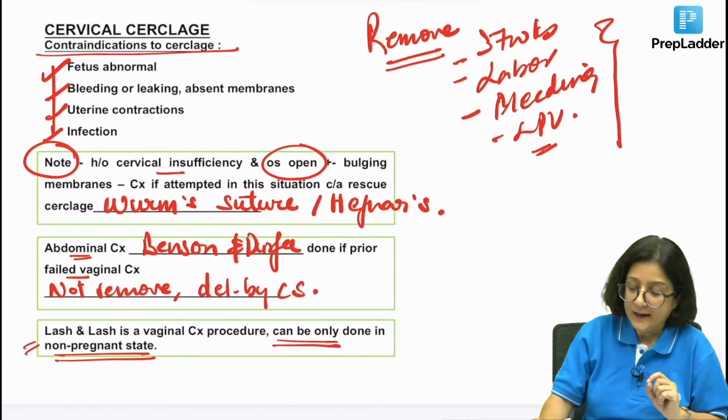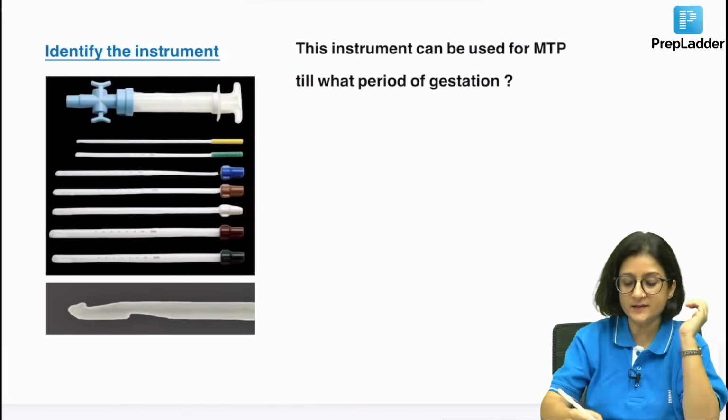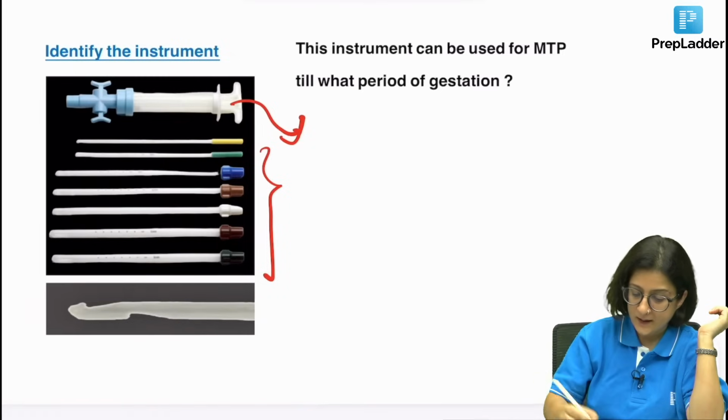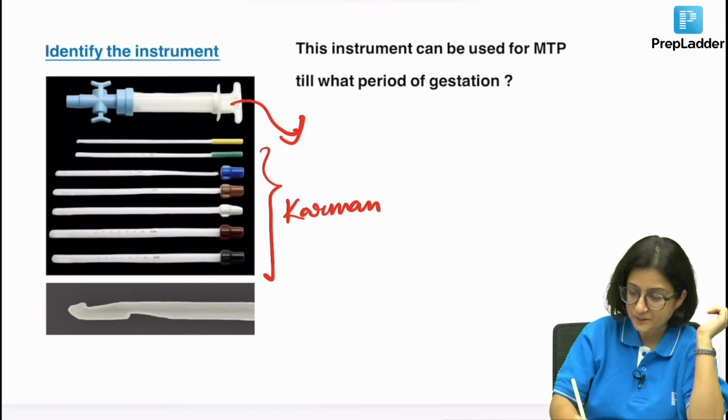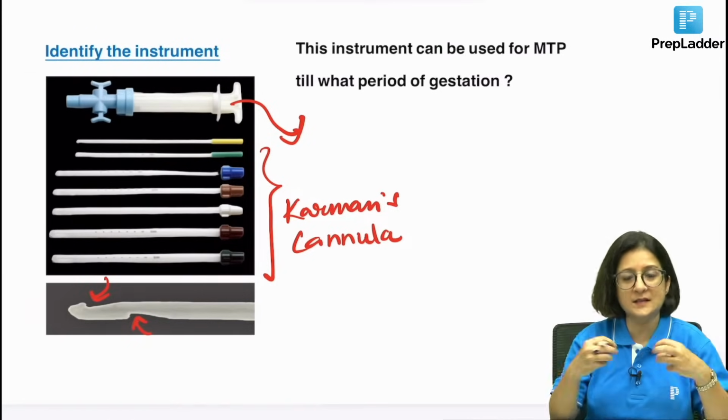Okay. Now, next image, identify this instrument. Yes. What is this instrument? You identify this instrument. These are cannulas. These are Karman's cannulas, plastic cannulas, right? It has got two ends, two openings, can suck in the contents.